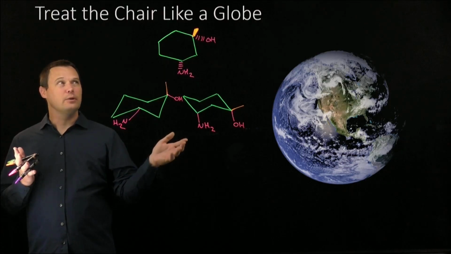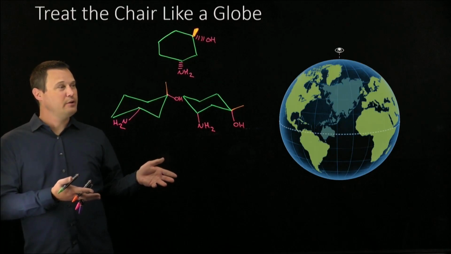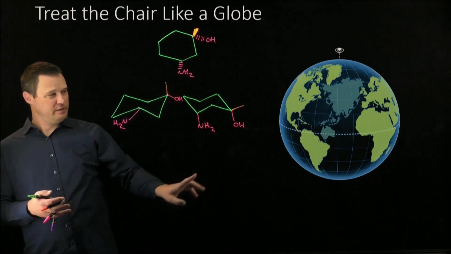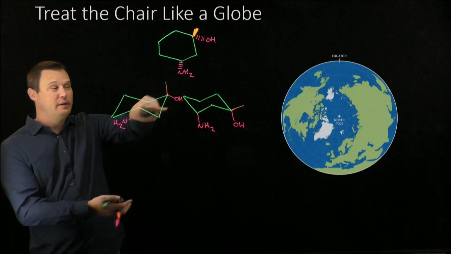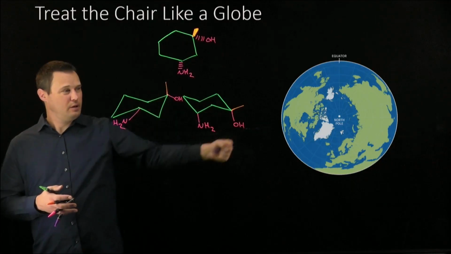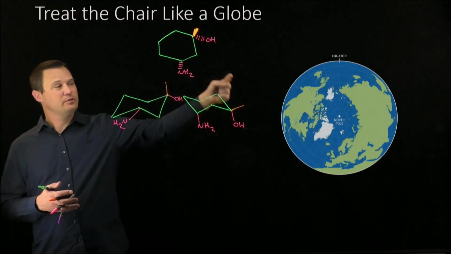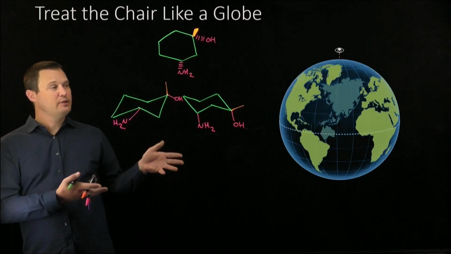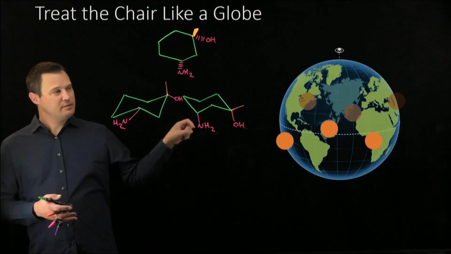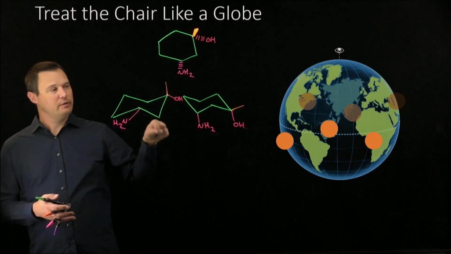Treat the chair like a globe. If we're looking at a globe of the Earth, we have a North Pole and a South Pole and an equator. If we wanted to, we could tip the globe and look at it from the North Pole. Now the equator would be around the ring of the circle, and we'd really only be able to see the northern hemisphere. Now imagine we had a translucent globe, and we placed 6 carbons around the equator of that globe.